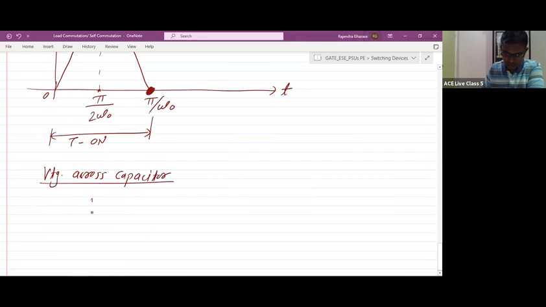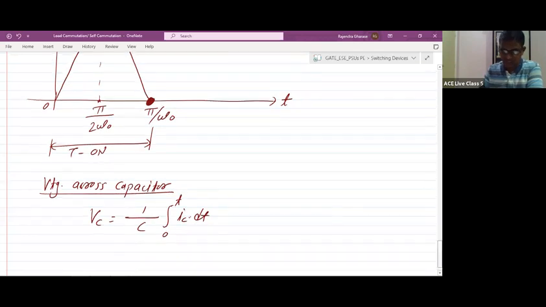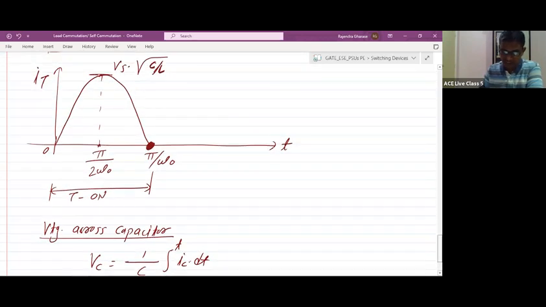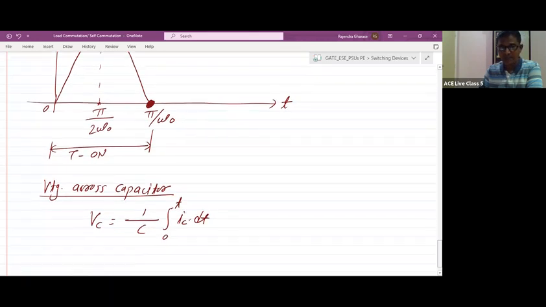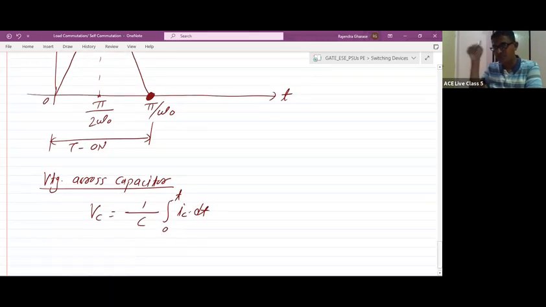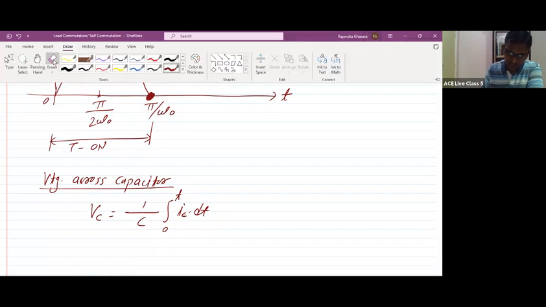Yes, VC is equal to 1 by C integration of IC dt. Now after t is equal to 0, the capacitor is charging, so put the limit 0 to t. So 1 by C integration over 0 to t of IC dt. What is IC? In our case it is I, because that is the current flowing through the capacitor. So instead of IC, we need to write I only.